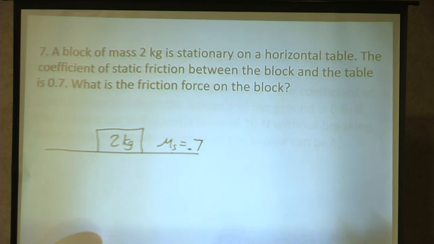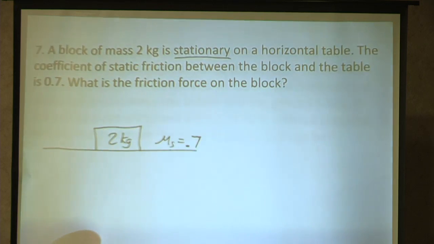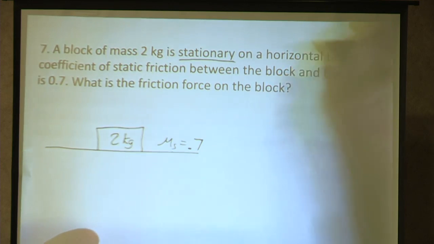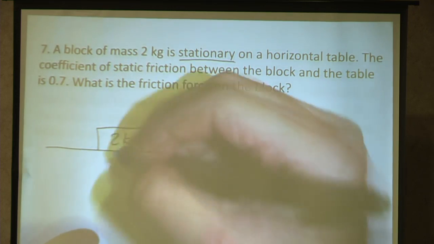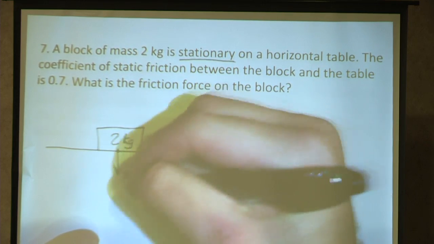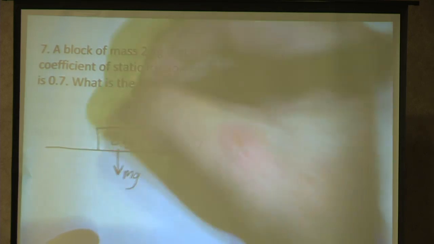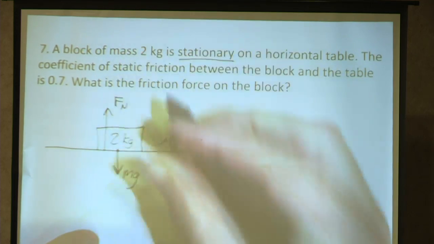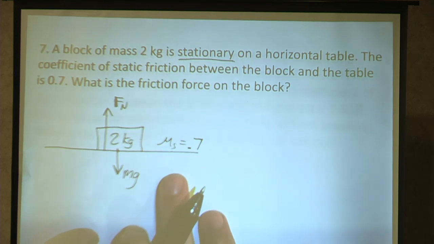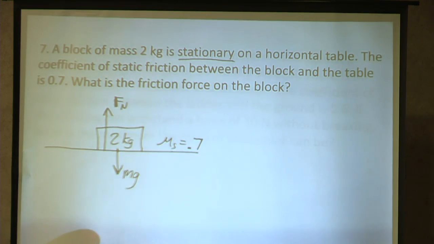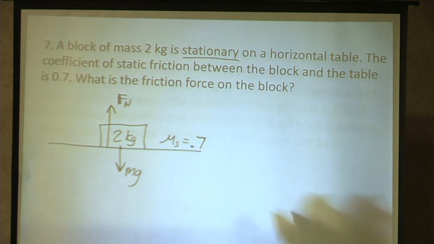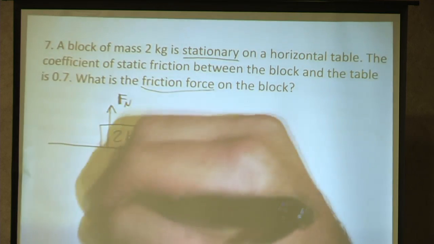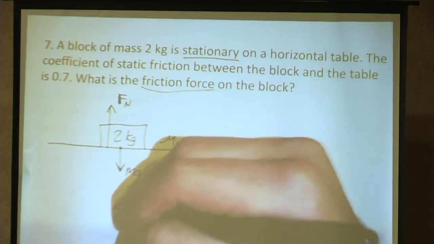However, they say the block is stationary. If the block's stationary, it's not moving. Nothing's really happening. So what forces are really acting here? We have the gravity of the block, mg, and then we have a normal force, Fn, pushing up from the table. So this is all we have going on. The way to proceed would be to sum the forces in the x and sum the forces in the y, which is a pretty good go-to if you don't know what to do.